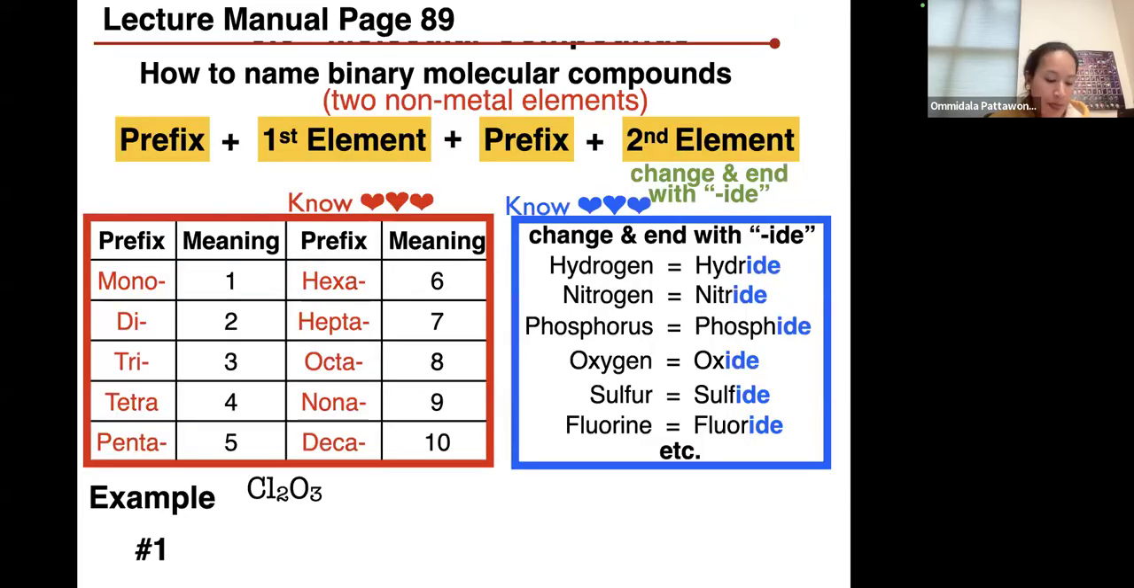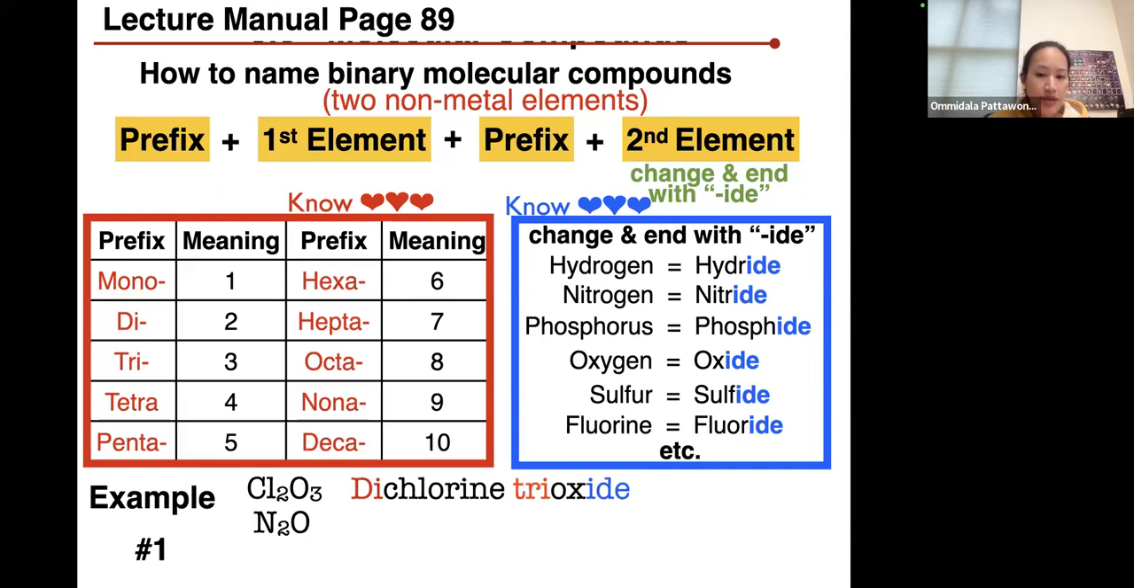The first example is Cl2O3. This is a molecular compound, not ionic, so I'm going to use prefixes. Again, prefixes are used only with molecular compounds, such as this one or water. So what is the name of this? We use the prefix to describe the first element: 2 chlorine would be dichlorine. And then 3 oxygen would be tri, but because oxygen is the second element, we change it to "ide." So it would be trioxide.